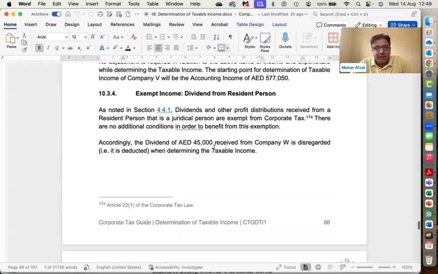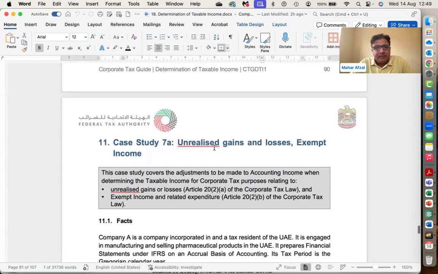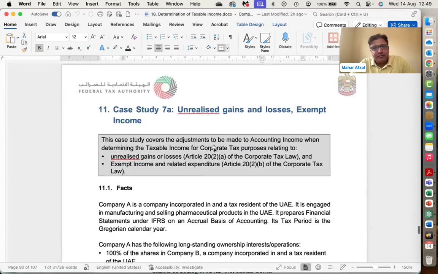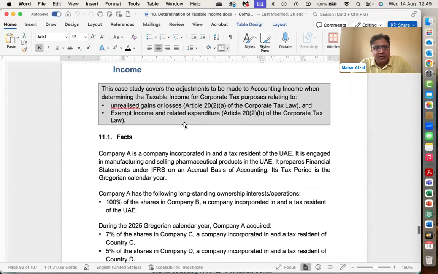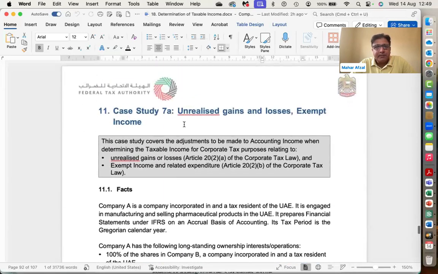You can go through the explanatory notes as well. And as time is limited, we have only 10 minutes, so I will go through 7B. I will not go through it; you can go through it by yourself. Then we'll go to the last one.